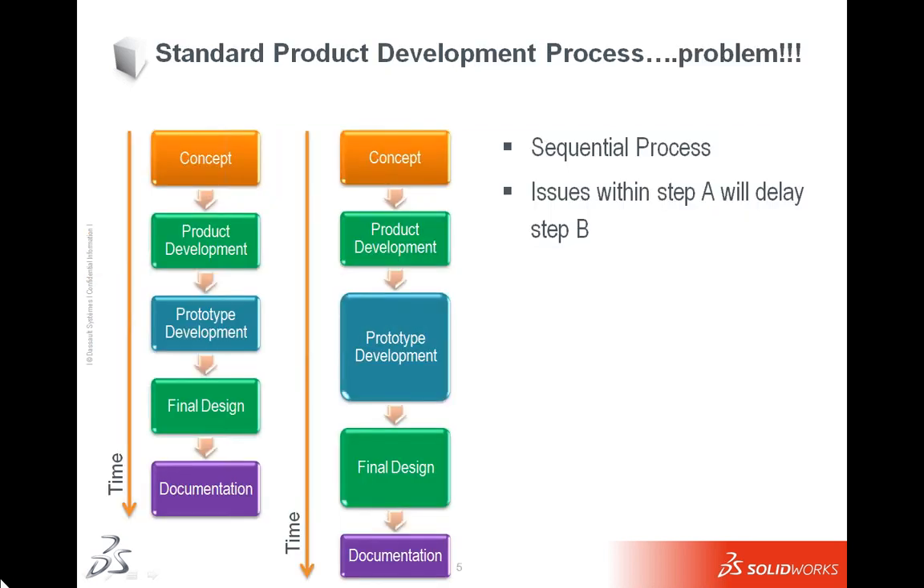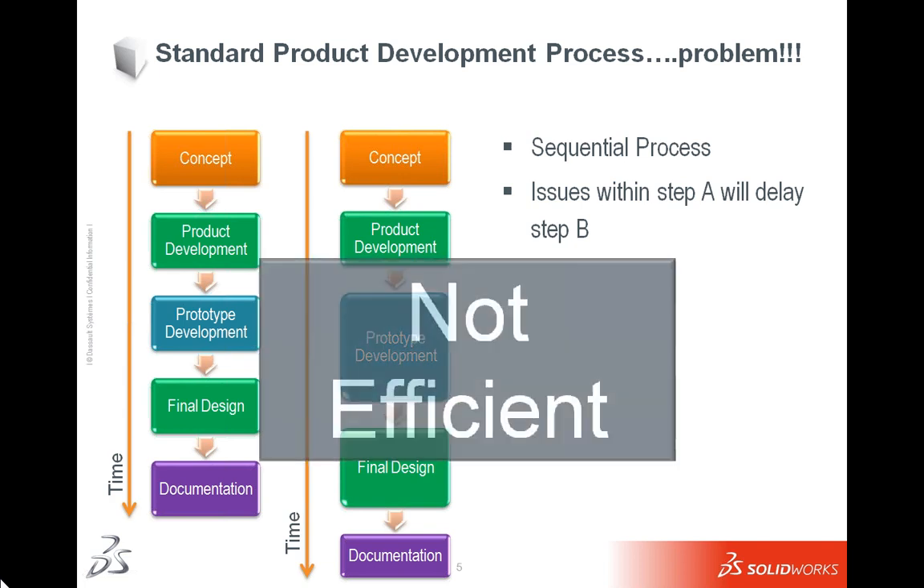Taking that a step further, here's what it looks like sequentially. You start with the product development process, building on our last slide. You're going from the concept to the product development, then the prototype, the design, and then the documentation, starting near the end. Our goal is to really shorten this process, to make it more efficient as well as more effective.